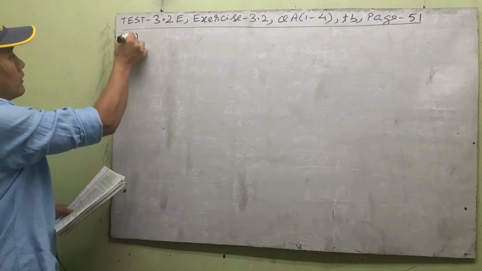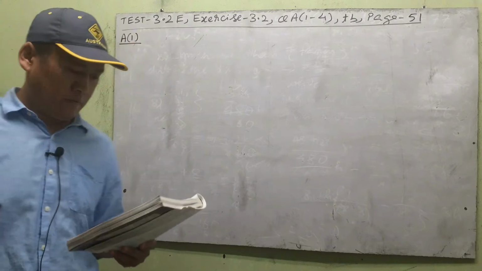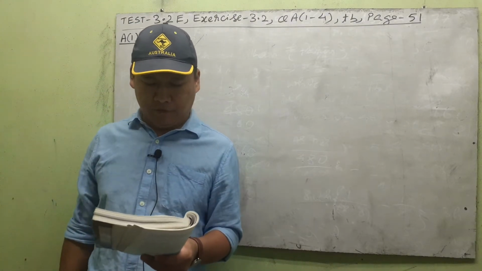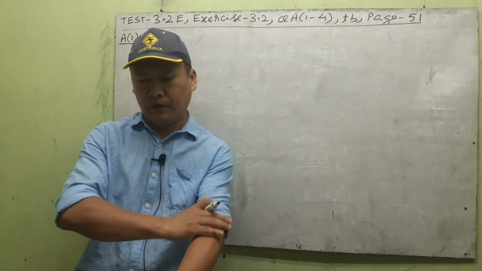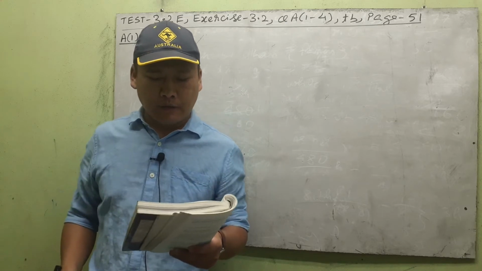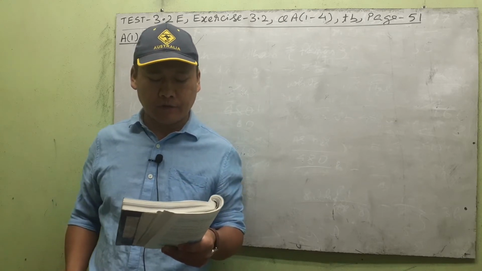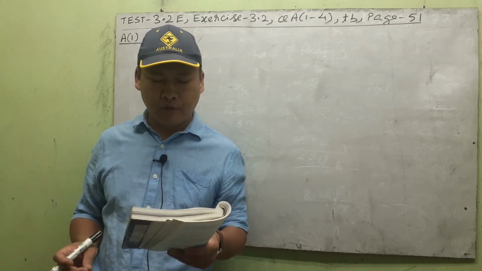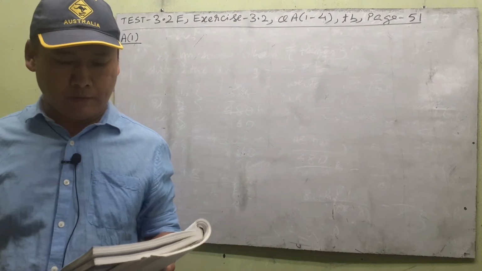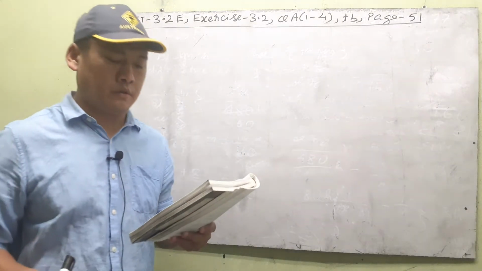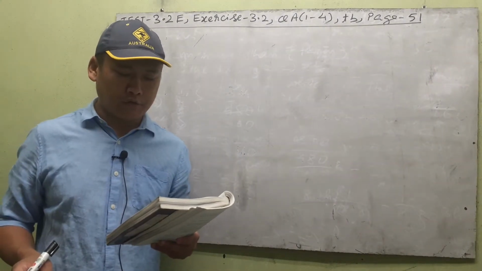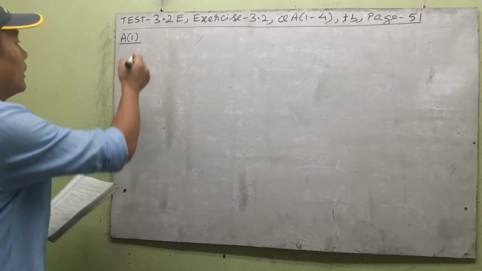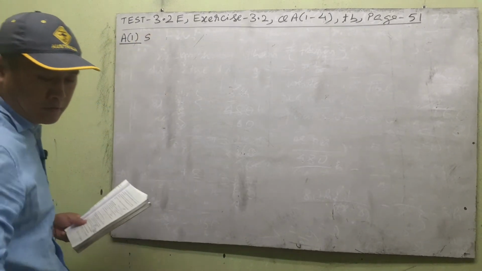A1. The pair of equations x plus y minus 40 and x minus 2y plus 14 equal to 0 have unique solution, infinitely many solutions, exactly 2 solutions, no solutions. Which is the right choice? So let us solve and find it.